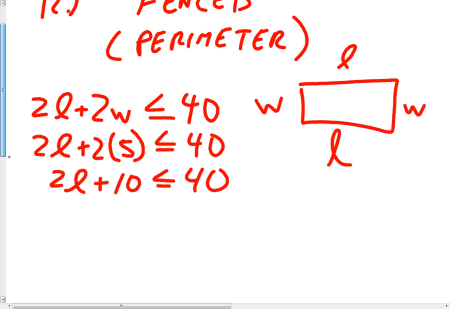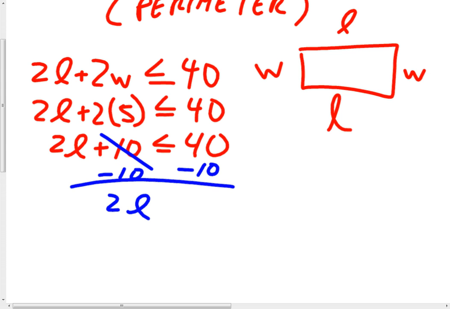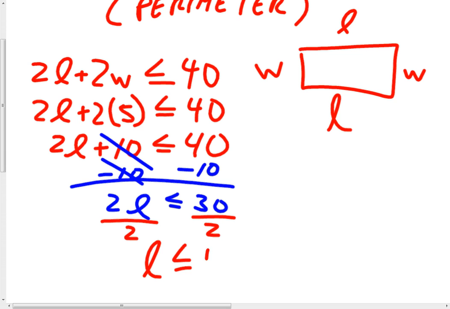How do I deal with 2L plus 10 less than or equal to 40? Subtract 10. That goes away. Less than or equal to 30. How do I get rid of the 2? Divide by 2. So L is less than or equal to 15.